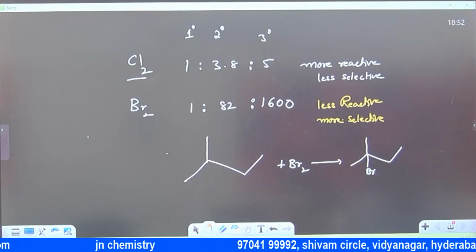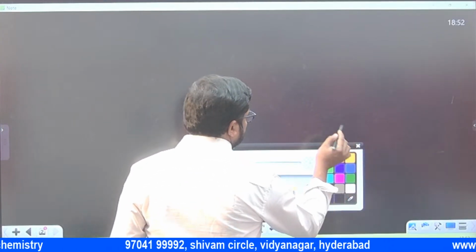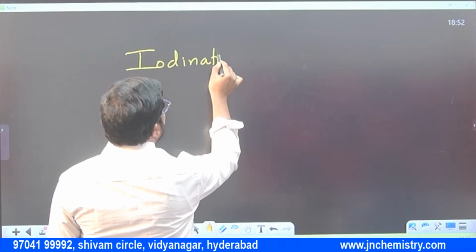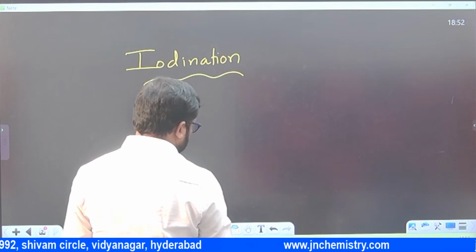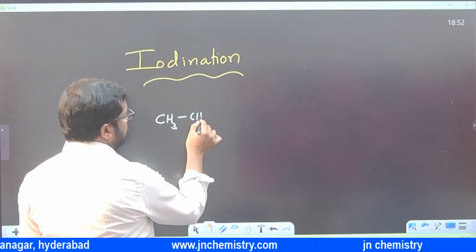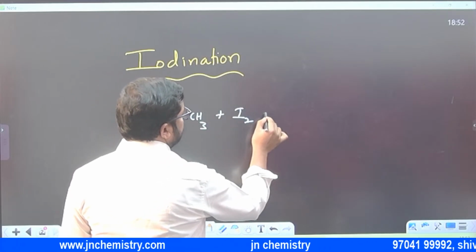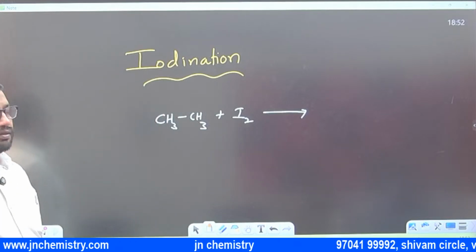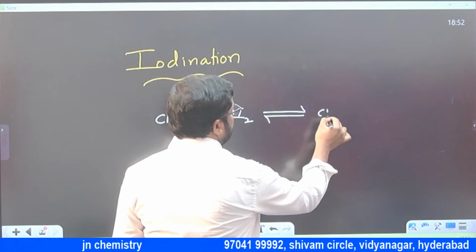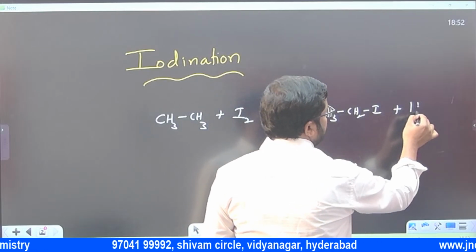Done. Next, put the heading iodination. For example, CH3-CH3 plus I2, right? See, it's a reversible reaction, right? CH3-CH2-I plus HI.